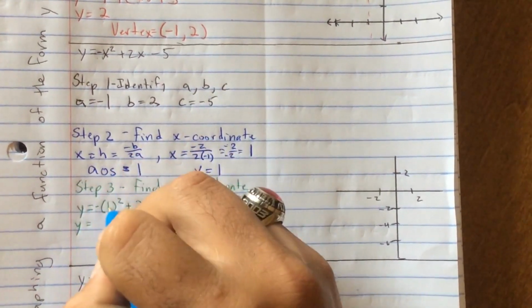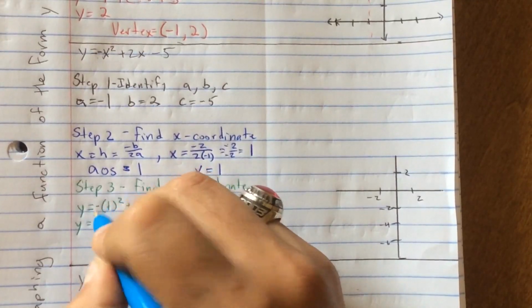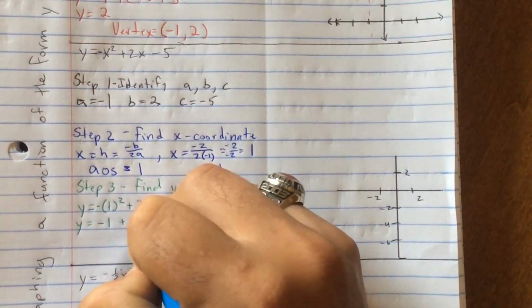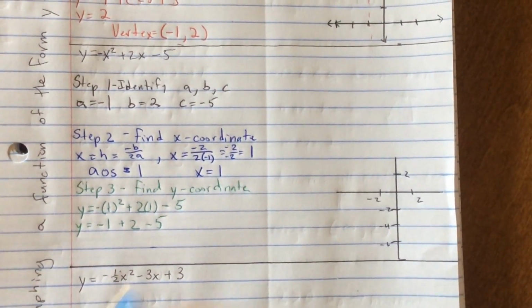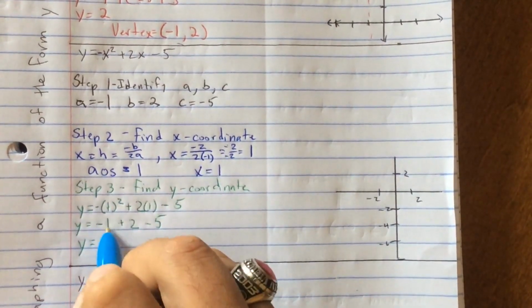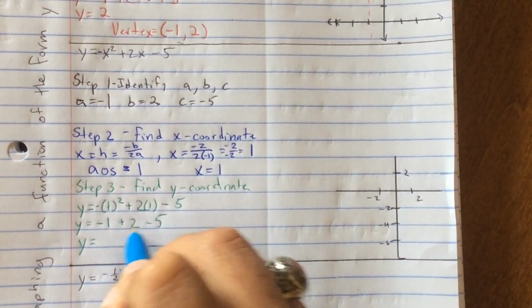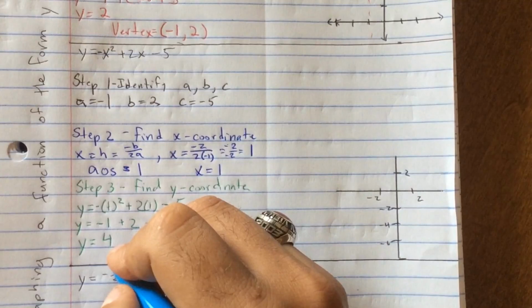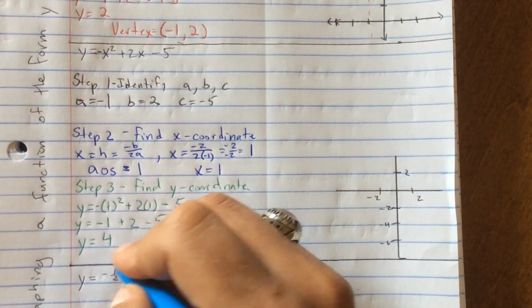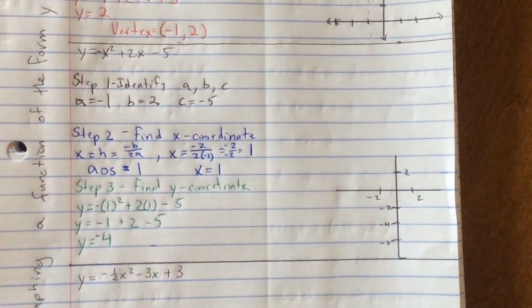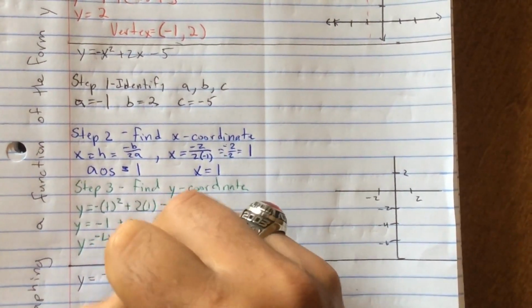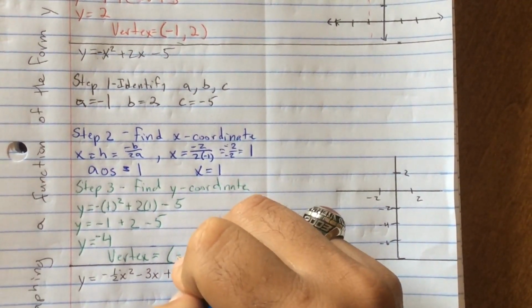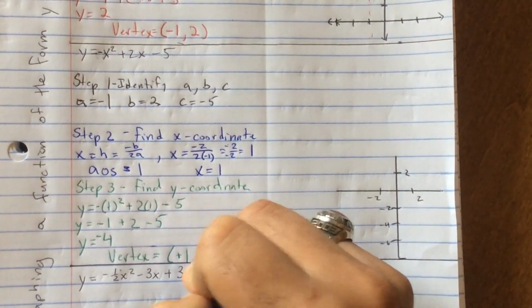So we have y is equal to 1 squared is 1 times negative 1 is negative 1. 2 times 1 is 2, so plus 2 minus 5. So our y is actually equal to negative 1 plus 2 is positive 1, sorry, minus 5 is negative 4. That's why I was like, wait a second, something's wrong. So that means our vertex is going to be equal to positive 1 and negative 4.